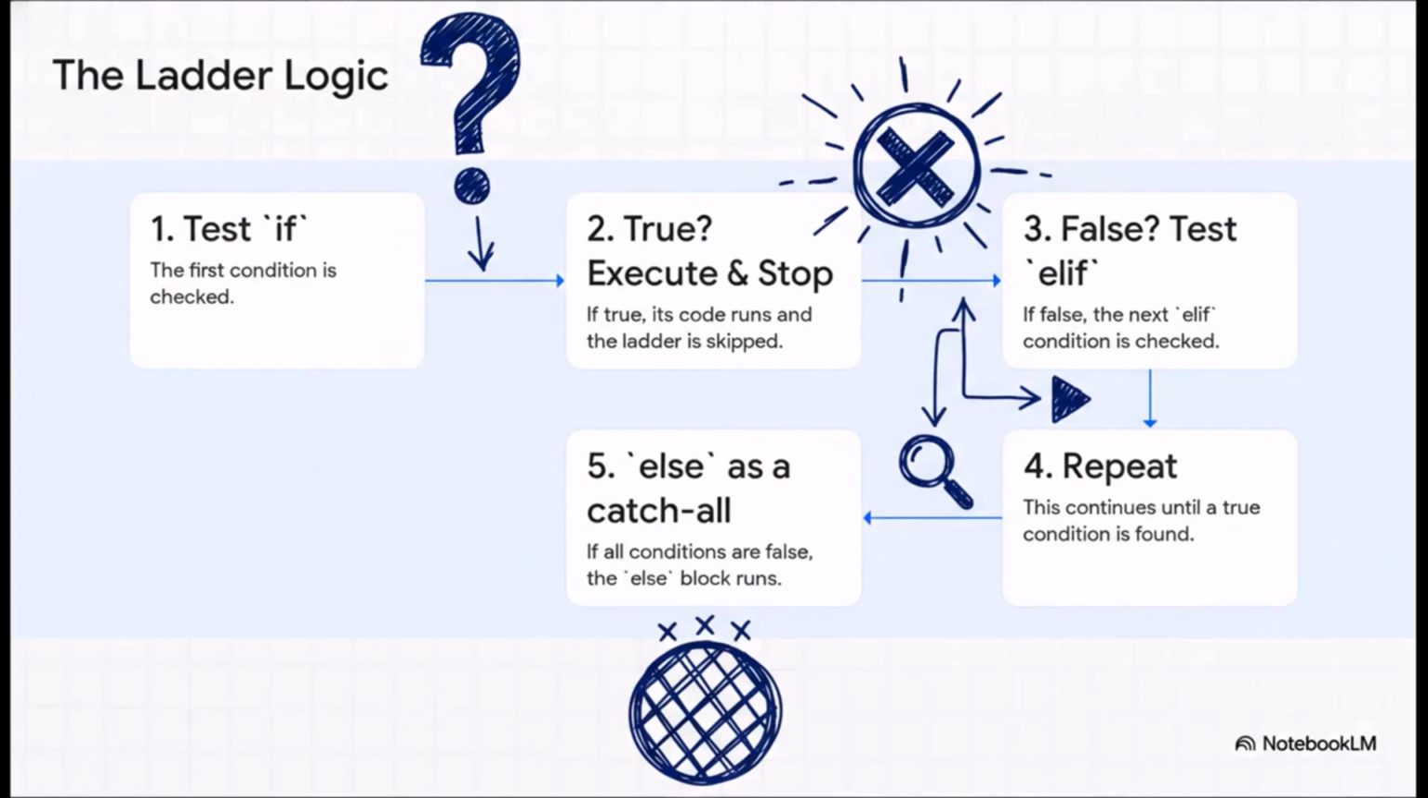So here's the deal with the ladder logic. It's all about order. Python starts at the top and checks the first if condition. If it's true, it runs that code, and then, and this is the most important part, it completely jumps off the ladder. It skips everything else. But if it's false, it just moves down to the next rung, the first elif, which is just short for else if, and checks that one. This goes on until it finds a true condition. And that little else at the very bottom, that's just our safety net. It only runs if every single condition above it was false.